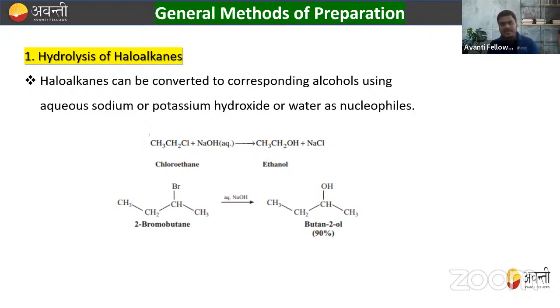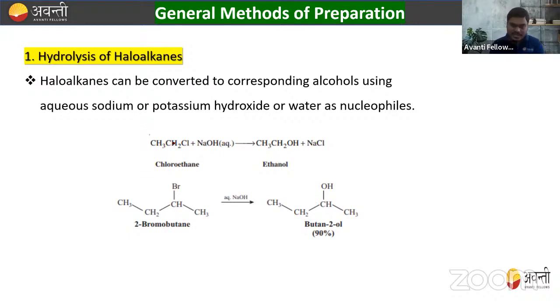So in the last chapter, we were discussing haloalkanes, right? Haloalkanes are RX, where R is any alkyl group and X is any halogen. By the hydrolysis of haloalkanes, we prepare alcohol. So what is the reaction for this? Haloalkane can be converted to the corresponding alcohol using aqueous sodium or potassium hydroxide, or water as a nucleophile. So always remember this.